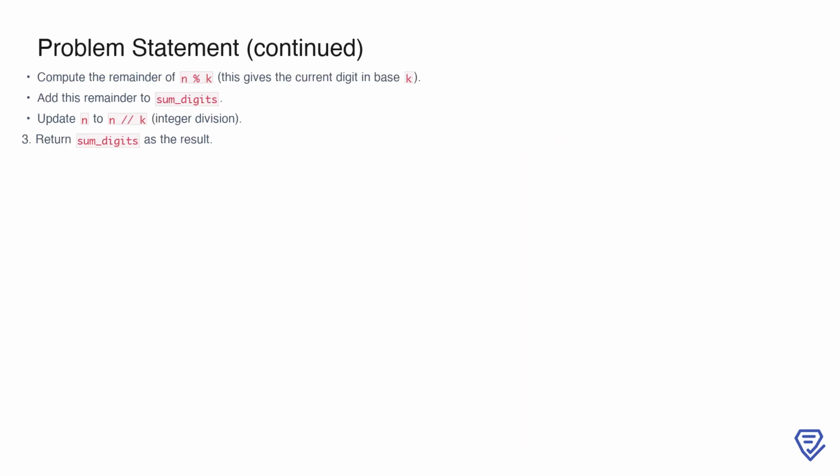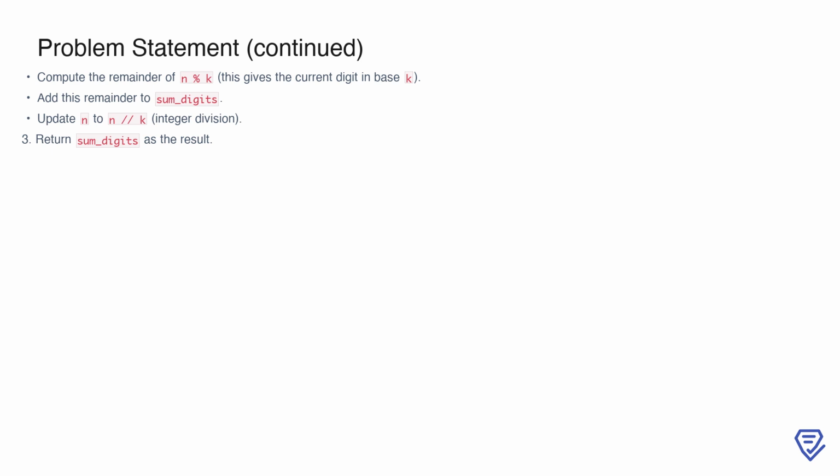To solve the problem programmatically, we can use a simple algorithm based on the mechanics of base conversion. The key idea is to repeatedly divide n by k and collect the remainders. These remainders correspond to the digits of n in base k. As we calculate each remainder, we add it to a running total called sum_digits. The process continues until n becomes 0.